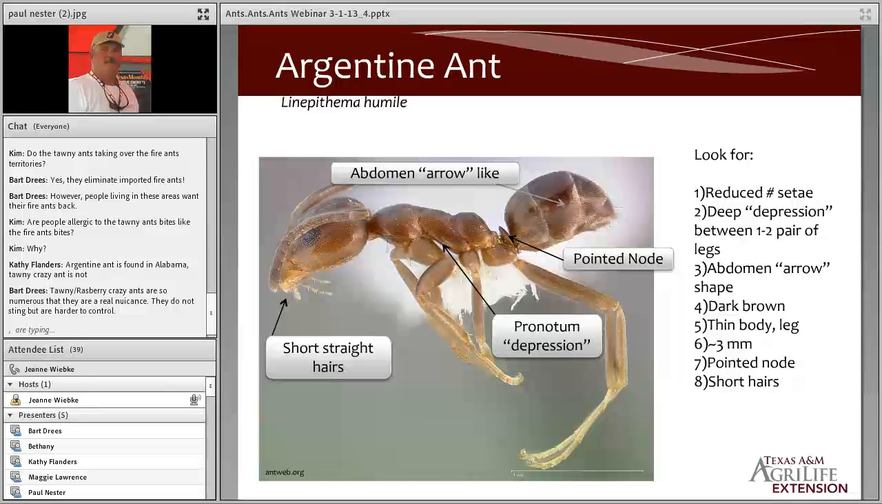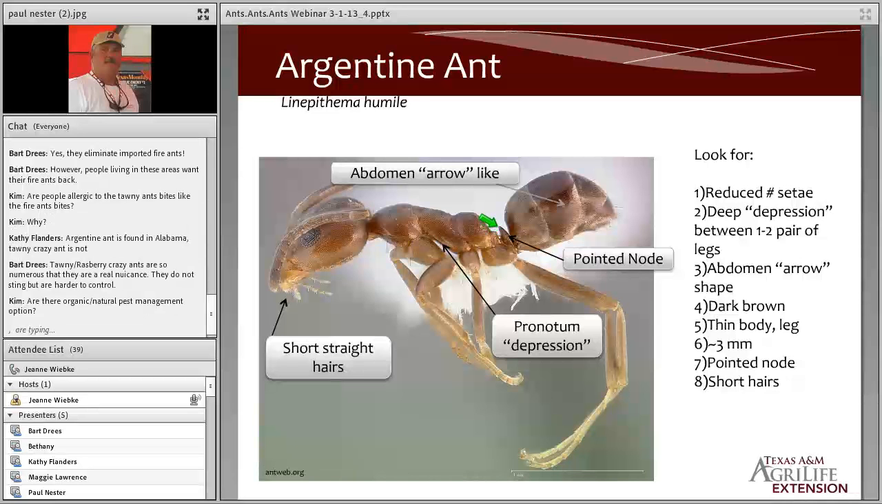Now, we'll look at the Argentine ant. We want to notice that, first off, the Argentine ant does have a single node between the thorax and the abdomen. It's a very pointed node. This is very important because the Argentine ant is pretty indistinguishable from the odorous house ant, and one of the ways that you are able to distinguish them is that the Argentine ant has this very pointed, single node between the thorax and the abdomen.